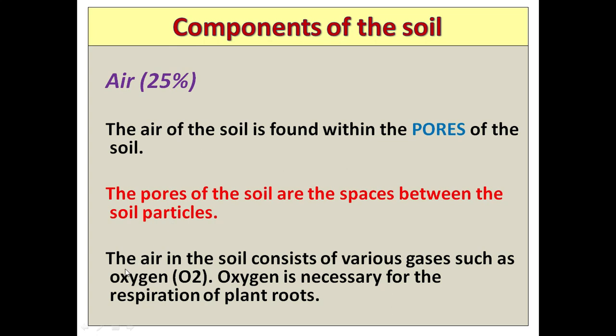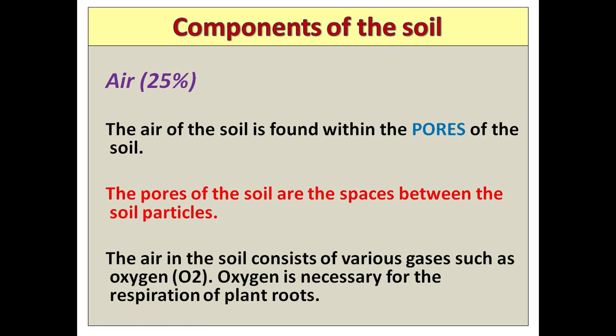Let's continue. The air in the soil consists of various gases such as oxygen. Oxygen is necessary for the respiration of plant roots. The most important component required from the air is oxygen. The plant roots use oxygen for respiration. Plants use both carbon dioxide and oxygen. It's just that plants use carbon dioxide to make food by the process of photosynthesis, but they use oxygen for the process of respiration to release energy from that food.